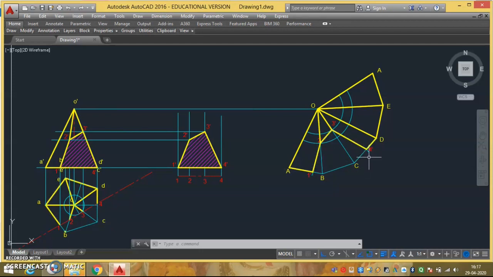Once it is done, you join this. This part will be removed and the rest of the part will remain intact. So this will be the development of the lateral surface for the question.